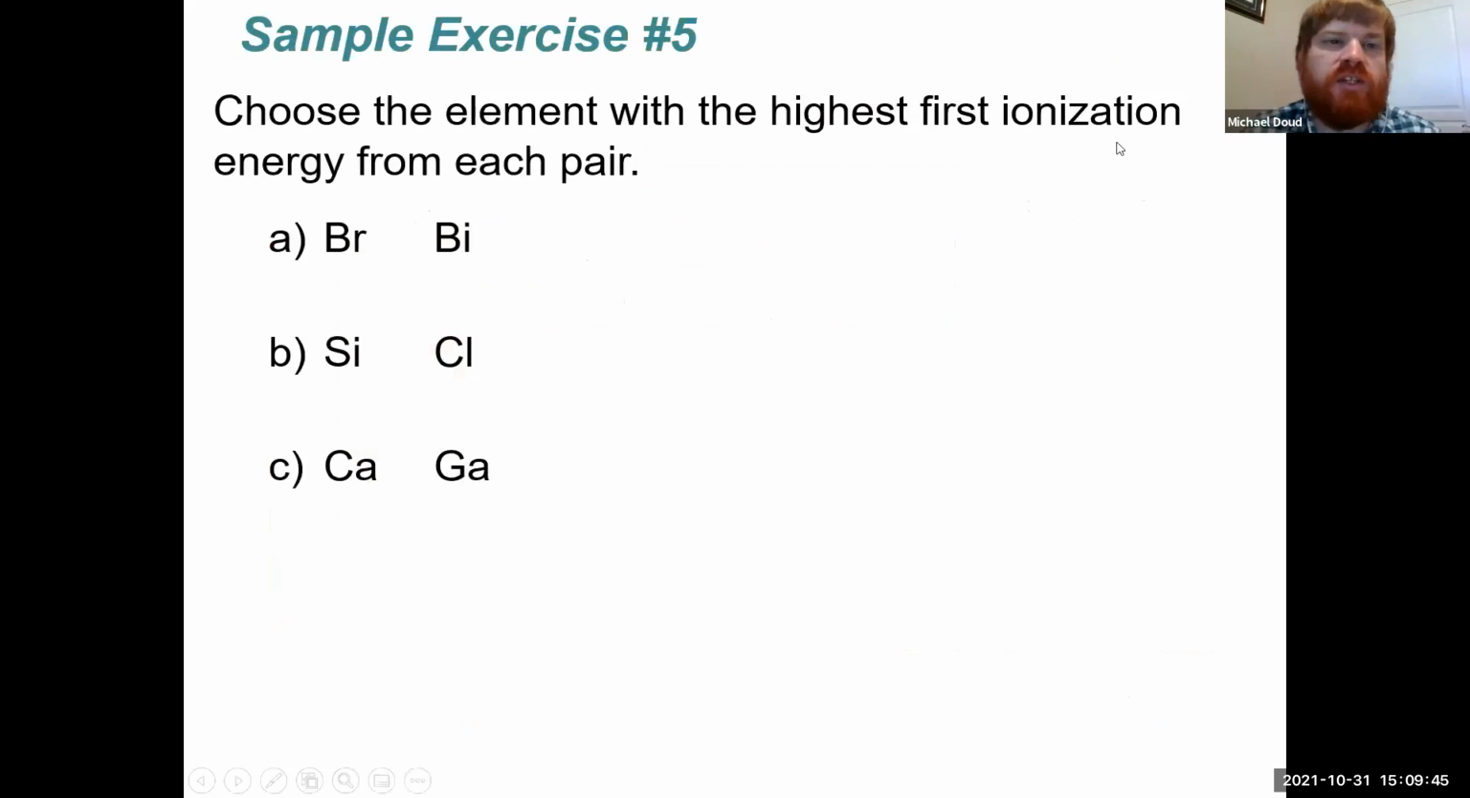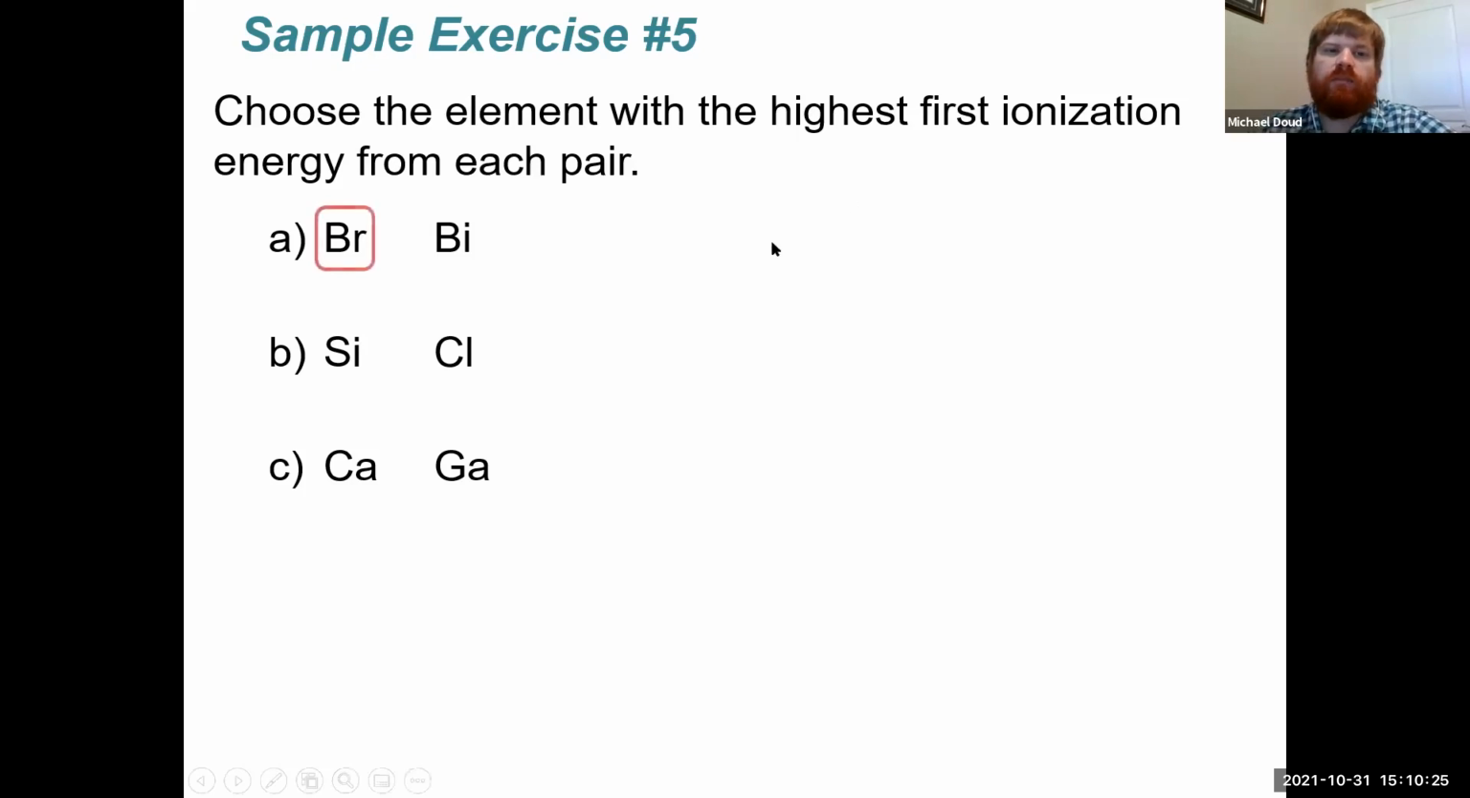Okay, so given that information, go ahead, choose the element with the highest ionization energy from each pair. Don't worry about the first ionization energy. We just are worried about ionization energy total. So bromine versus bismuth. Is that right? Did I give you the right one here? I'm just trying to make sure I did not mess it up here. Okay, bromine versus bismuth, silicon versus chlorine, and then calcium versus gallium. So go ahead, give it a shot on these. Try to pick the one that has the highest first ionization. Yeah, pause the video and we'll be back in a second with the answer.